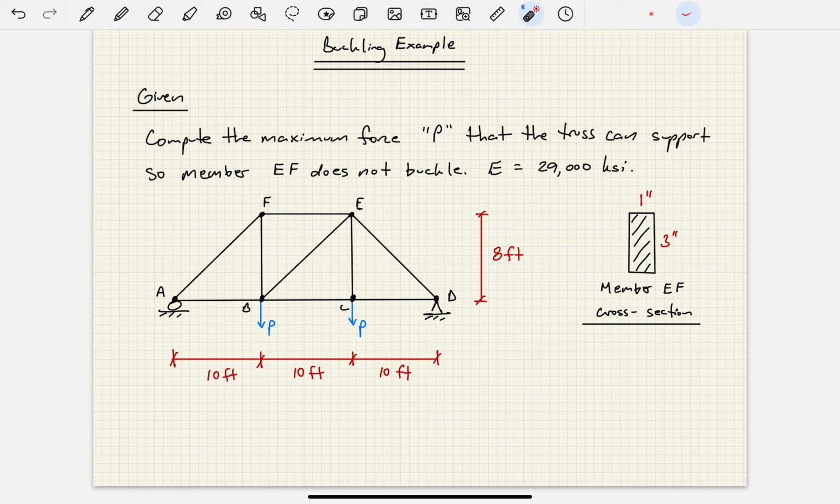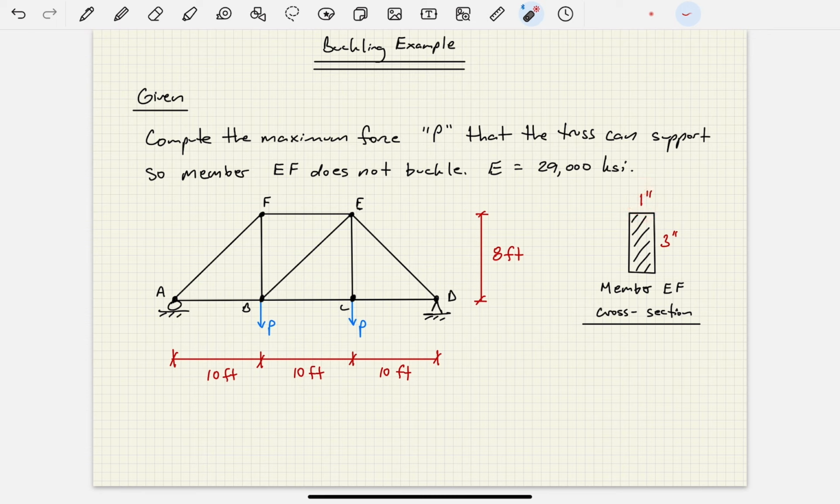And we see that the truss has 3 bays, each one is 10 feet long, and the height is 8 feet tall. Now, member EF cross-section is a solid rectangle that has a 1-inch by 3-inch dimension, okay?